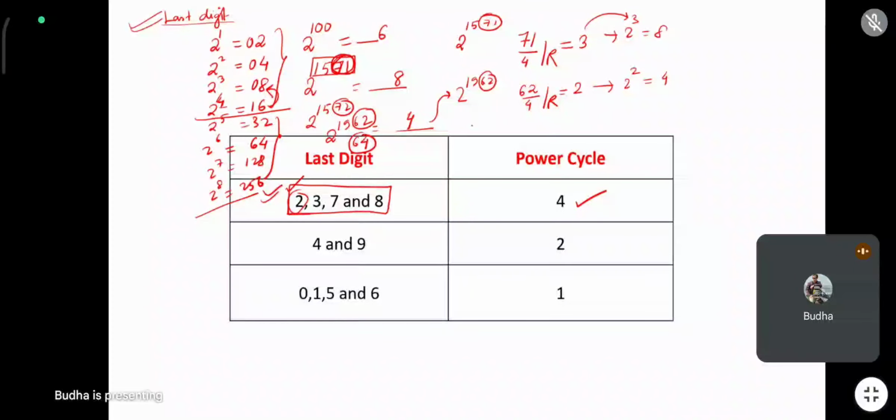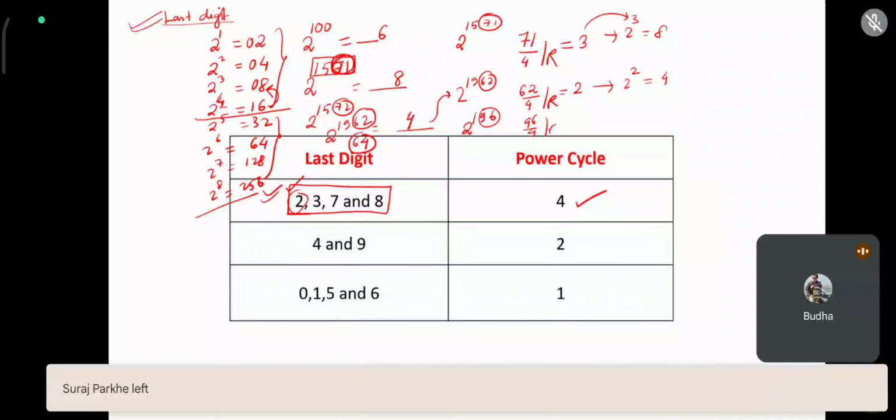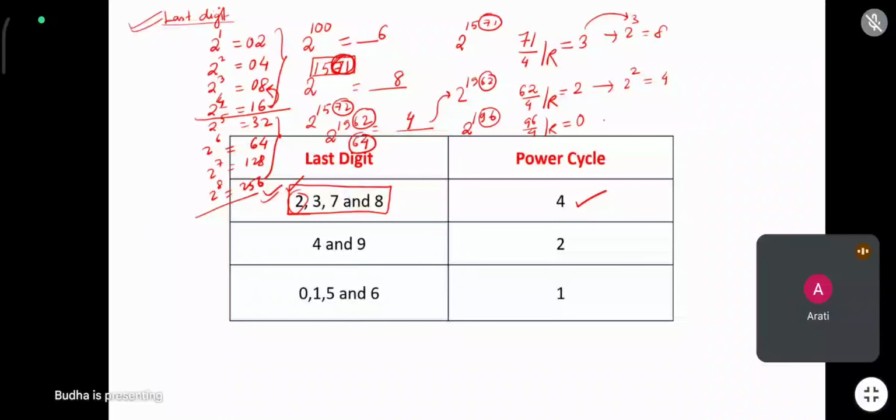Now, can anyone tell me, अगर ऐसा आया 2 to the power 196, अब क्या करें? Same protocol. 96 last 2 digits, 96 divided by 4. क्या रिमाइंडर आएगा? 0. नाउ रिमाइंडर 0 आ रहा है, इसका मतलब 2 raised to 0 पुट मत कर देना. फिर सर 6 आएगा क्या?